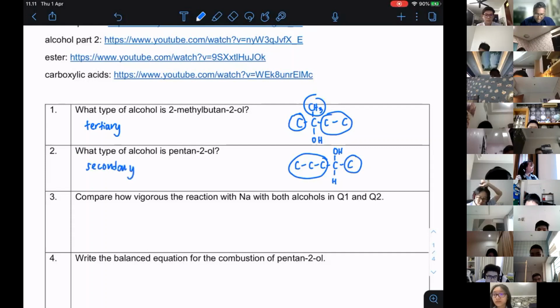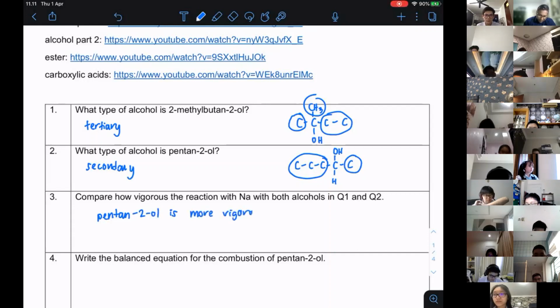Now, compare how vigorous the reaction with Na is for both of the alcohols in question 1 and question 2. If you have more R groups, the OH bond will be stronger. So tertiary will be less vigorous, secondary will be more vigorous. So I'll just say pentan-2-ol is more vigorous compared to 2-methyl butan-2-ol.